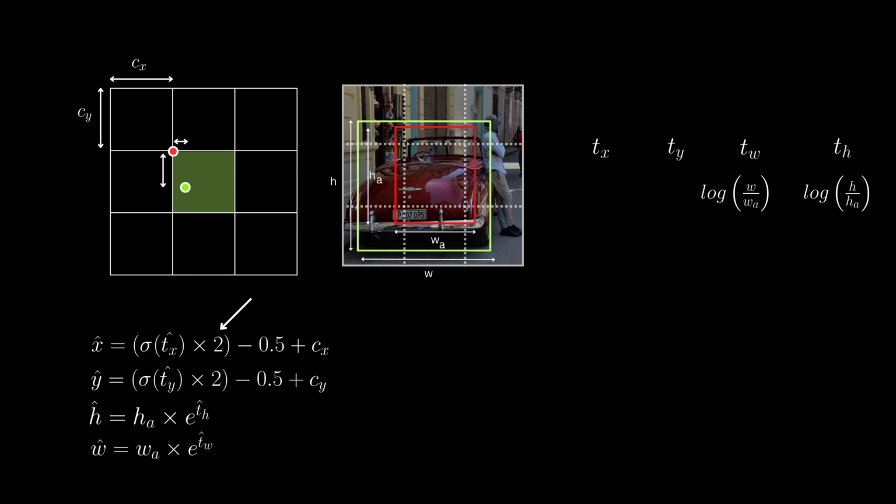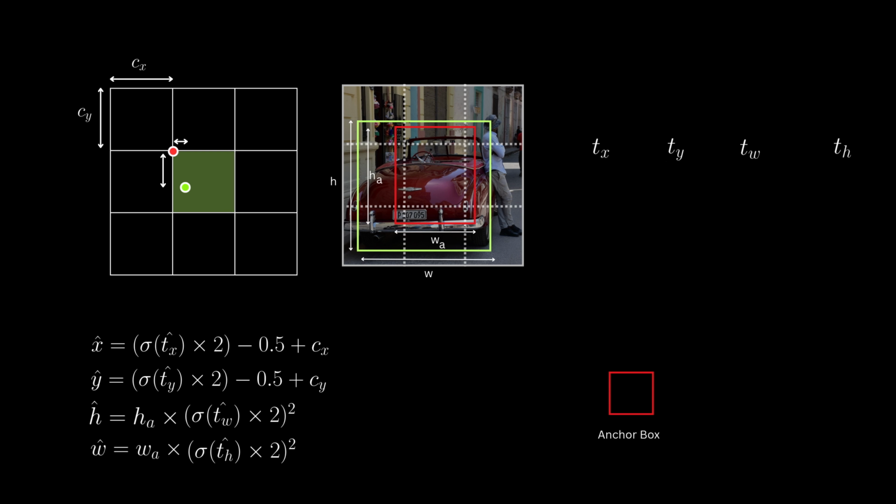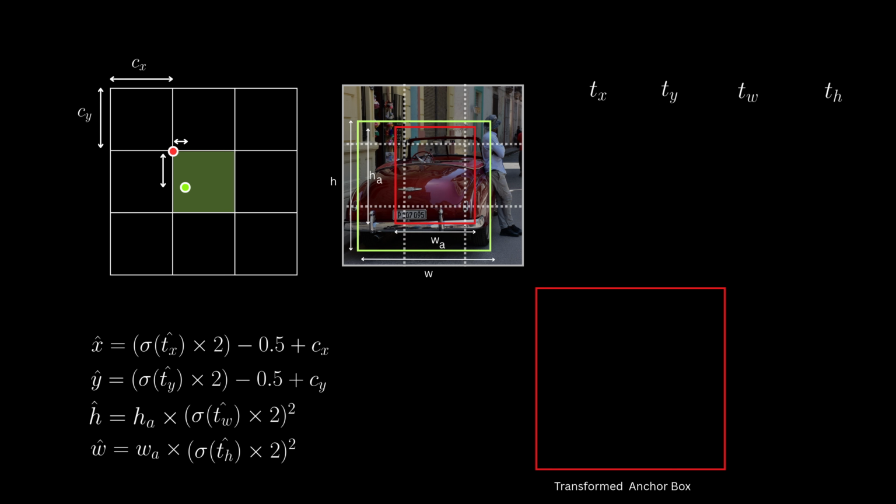The main change happens in the width and height transformation parameters. In YOLO v5, unlike the previous versions, the width and height transformation predictions are no longer unbounded and also use sigmoid activation. Width and height of predicted box is defined as anchor width and height times 2 times sigmoid of tw or th, squared. Since the sigmoid output will always be 0 to 1, this means an anchor can be transformed anywhere from 0 times its width and height to 4 times its width and height.